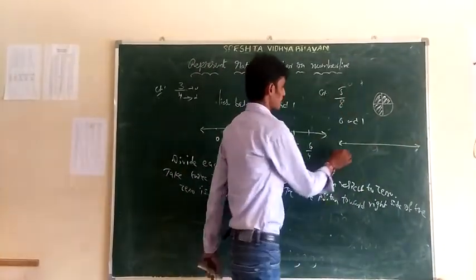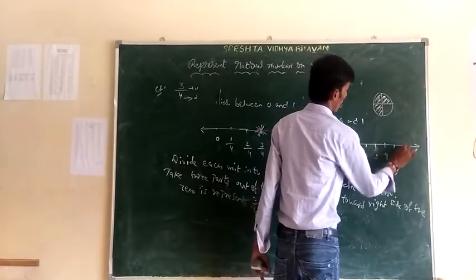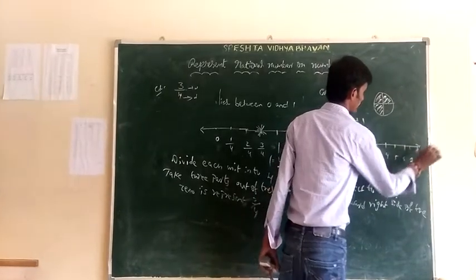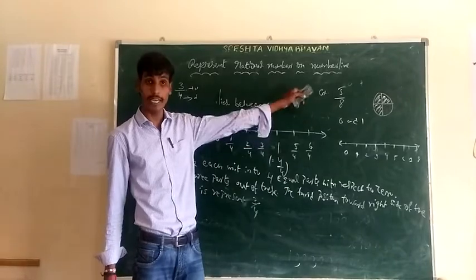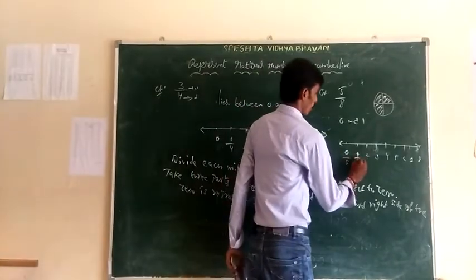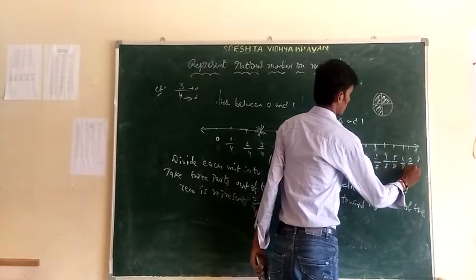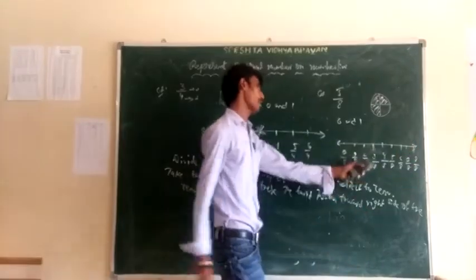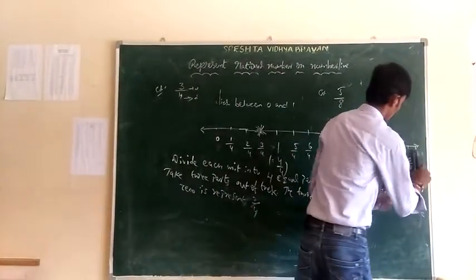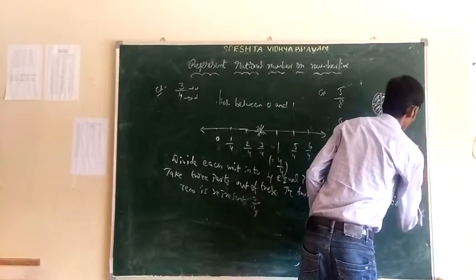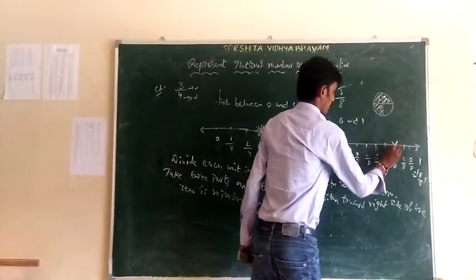So after that, take the points like that. Here positive value. So that means 0, 1, 2, 3, 4, 5, 6, 7, 8. Okay, so each part divided with 8. Why? Because here denominator is 8 parts. That means 0 by 8, 1 by 8, 2 by 8, 3 by 8, 4 by 8, 5 by 8, 6 by 8, 7 by 8, 8 by 8. Okay, so 8 by 8 is nothing but the value 1. That means it is represented as 1. So here represent 5 by 8. So 5 by 8 is here.